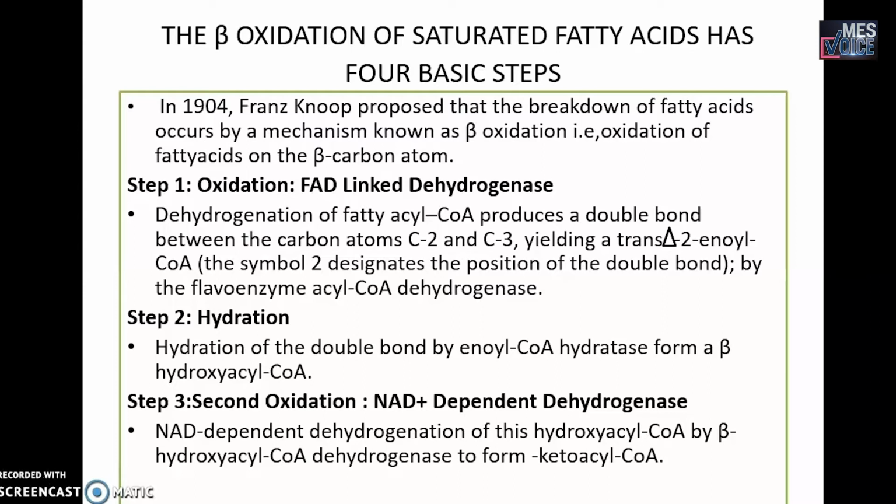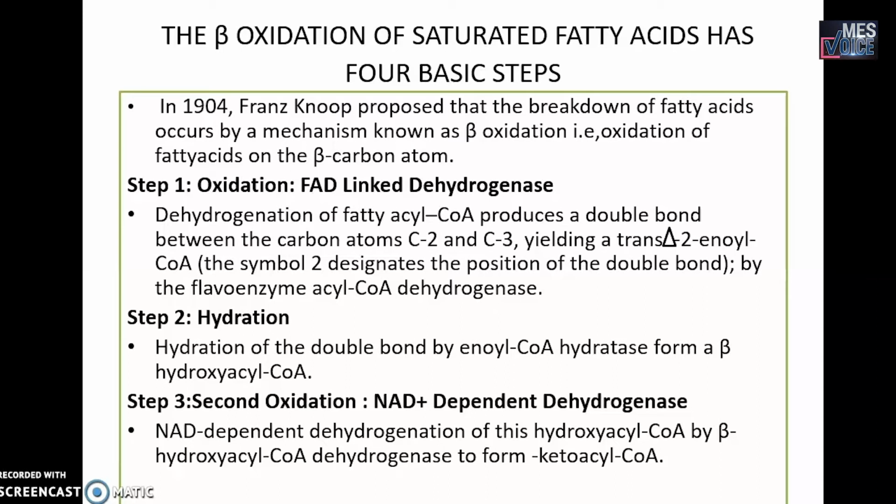Then coming to beta oxidation. The beta oxidation of saturated fatty acid has 4 basic steps. So 4 steps or 4 reactions are involved in beta oxidation. In 1904, Franz Knoop proposed that the breakdown of fatty acids occurs by a mechanism known as beta oxidation, that is, oxidation of fatty acids on the beta carbon atom.